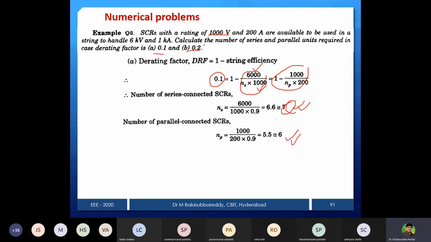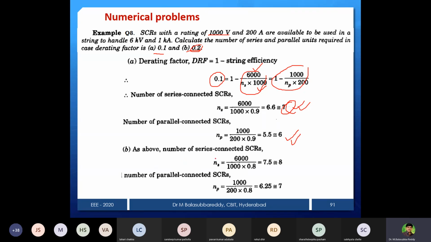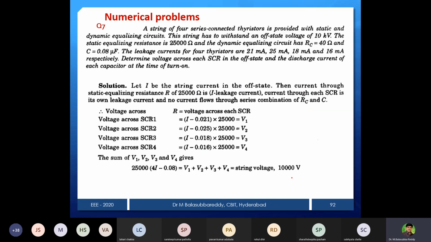Now, same problem, use a derating factor of 0.2. Then what will happen? You can notice this. I make use of the derating factor, same data only, and I increase the reliability. How can I increase the reliability? By increasing the number of devices. If I use more devices, each shares a smaller portion of the rating, then automatically reliability will be more. Instead of operating at full load condition, if you operate at low load condition, then automatically it is more reliable. That's what: instead of 7, if I increase the derating factor, you'll get 8, and instead of 6, we'll get 7. So that is the derating factor.